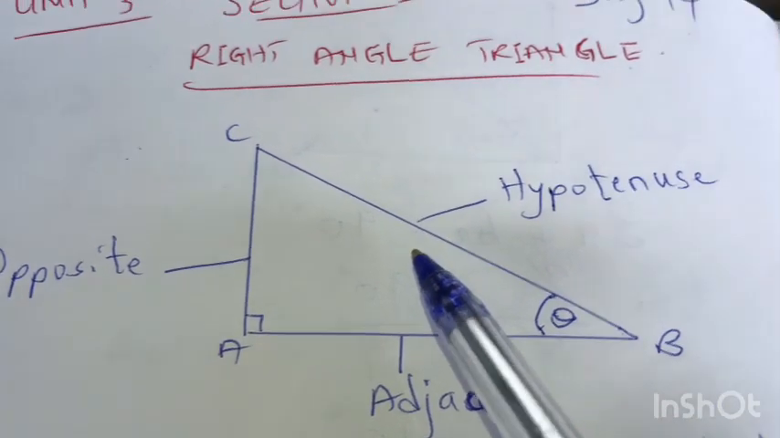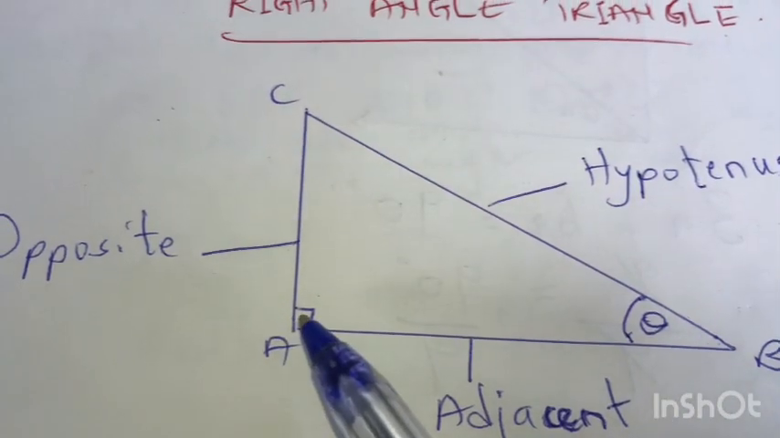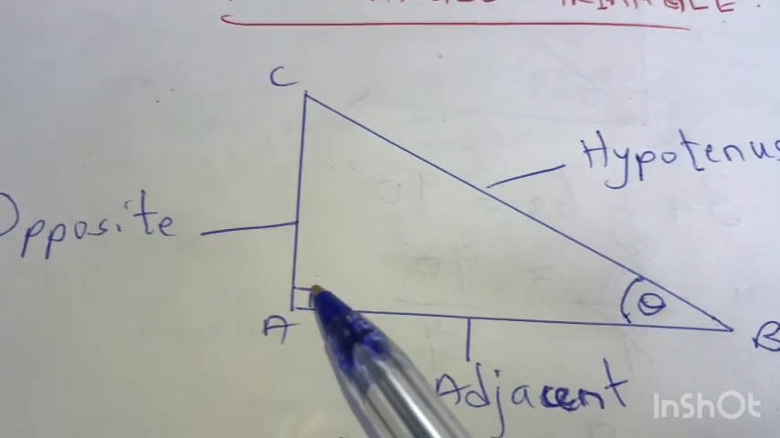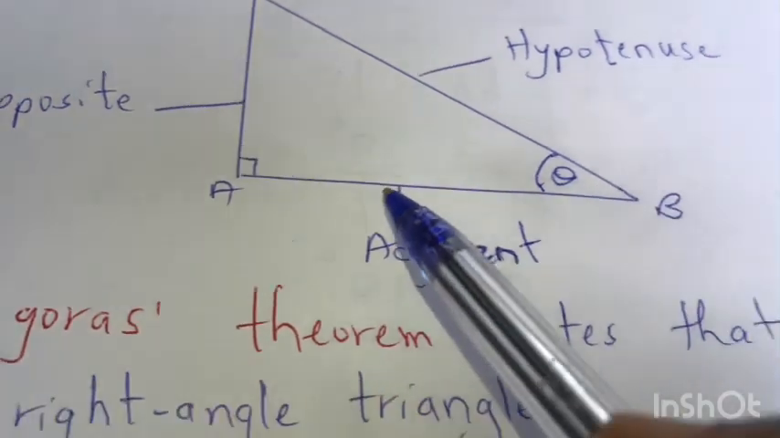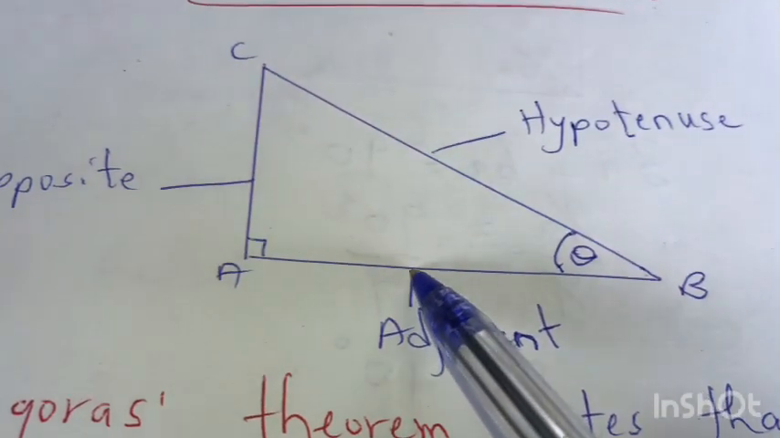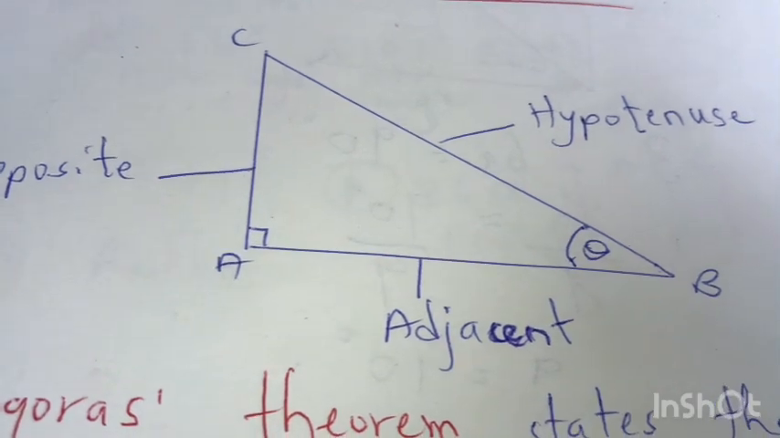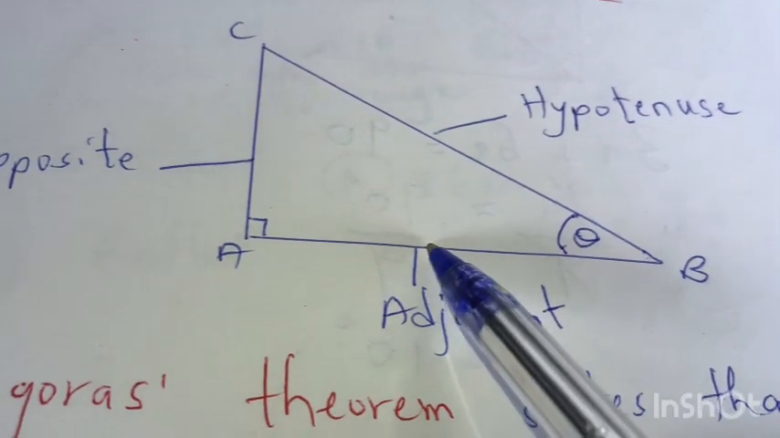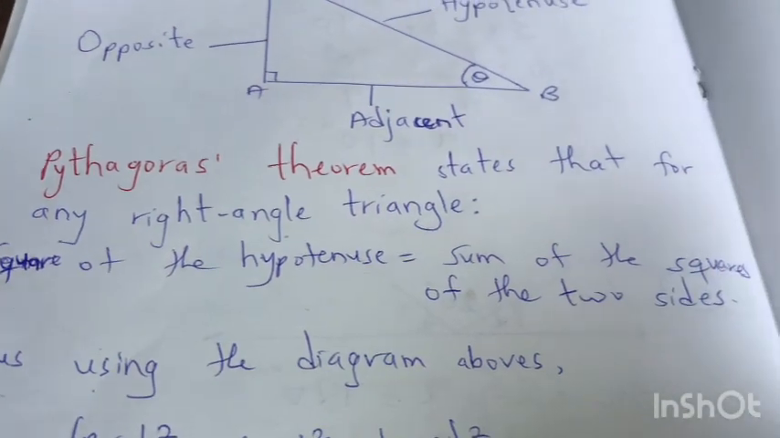So this side is facing the right angle, so it is called the hypotenuse. Then we have the adjacent, which is the side next to the angle. So if this is the opposite and this is the hypotenuse, we all realize that this one will be the adjacent. Now, what does Pythagoras' theorem state?